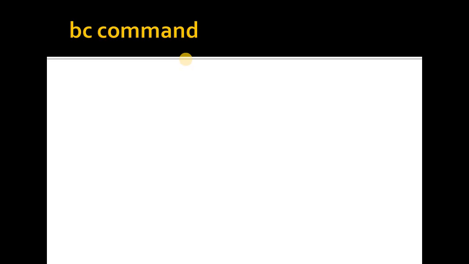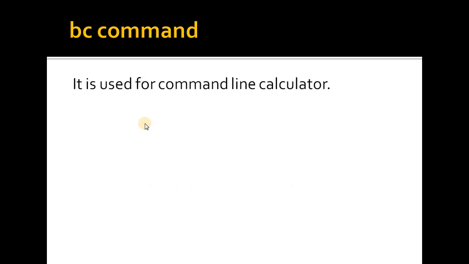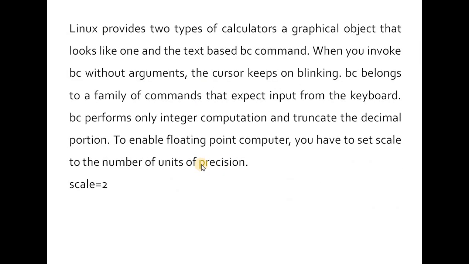Next we'll move on to the third command, that is the bc command. The bc command is used to invoke the calculator. It displays the calculator. It is a command line calculator. So at the bash prompt, just type in bc and press enter. Then you can type the equations which you want to execute.